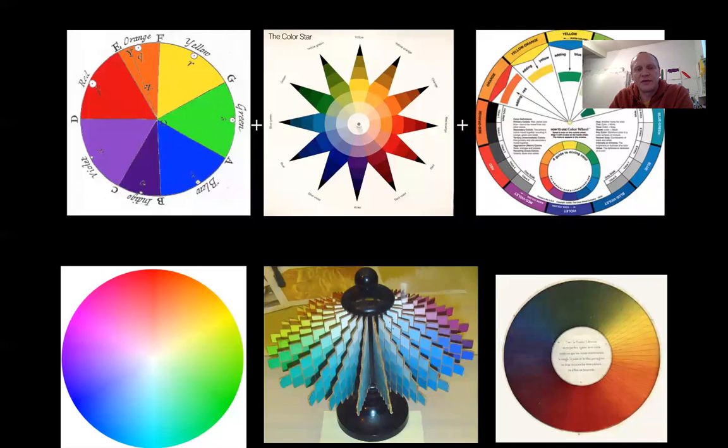So here's a couple of those. Up on the top left is Newton's. Then we've got the color star. Then we've got the student's contemporary color wheel that we use in color theory class. Down at the bottom, we've got a smooth gradiated globe. Then we've got Ostwald. Then we've got Chevreul.